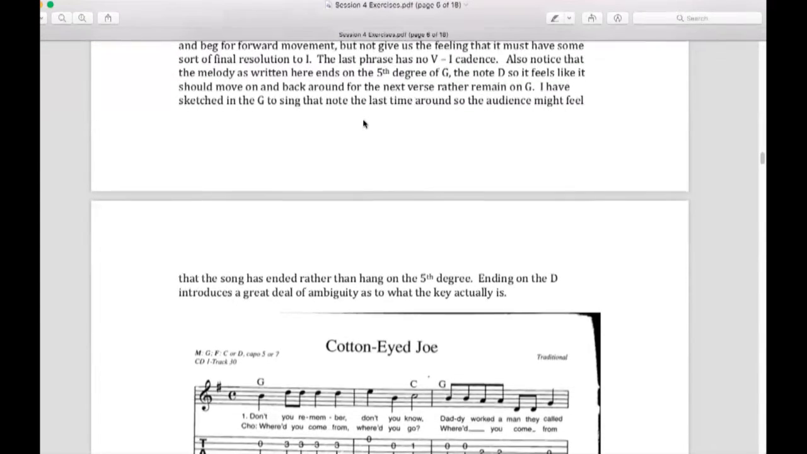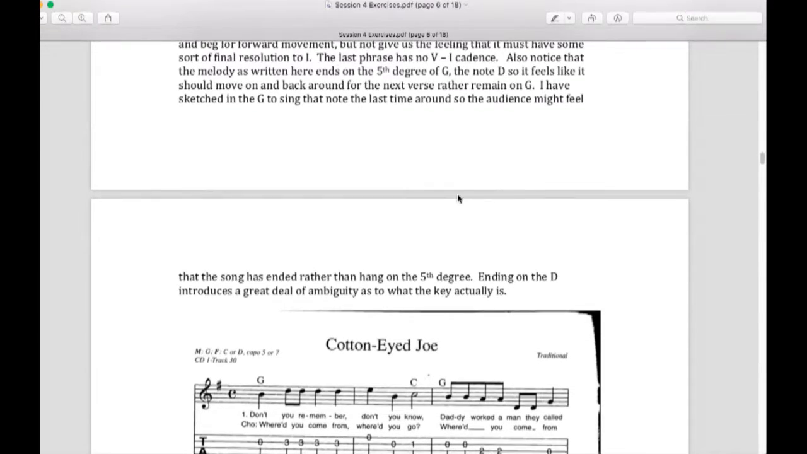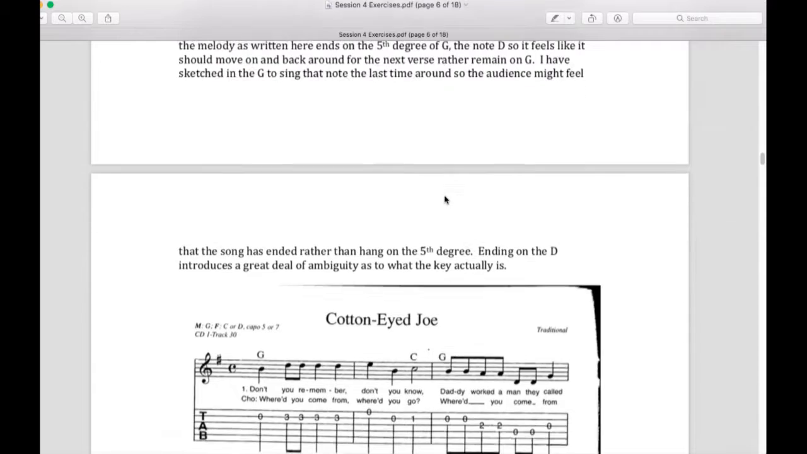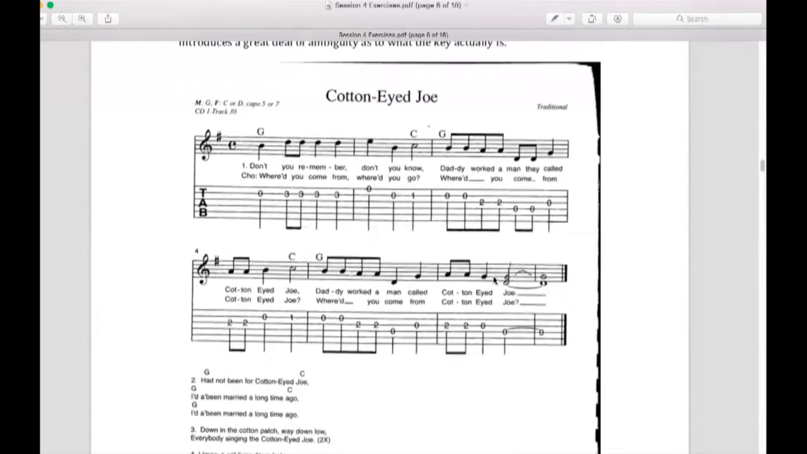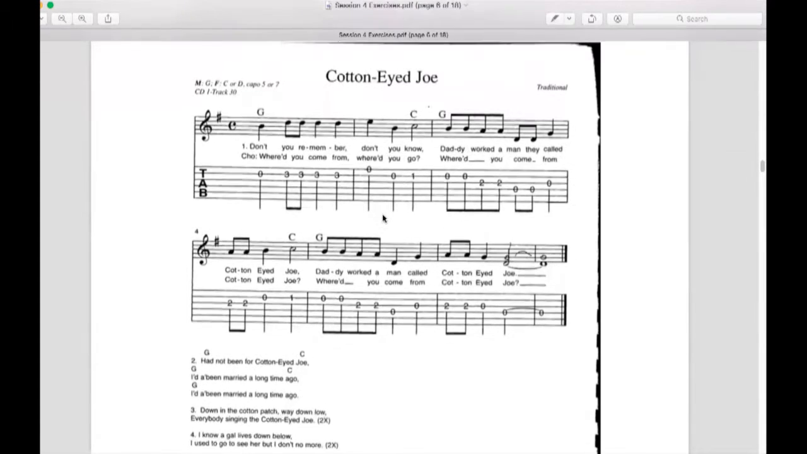The last phrase has no 5/1 cadence. Also notice that the melody as written here ends on the 5th degree of G, the note D, so it feels like it should move on and back around for the next verse rather than remain in G. And I sketched a G in here just to end it at the end of the piece. All right, so here's Cotton Eye Joe. Here's 1.